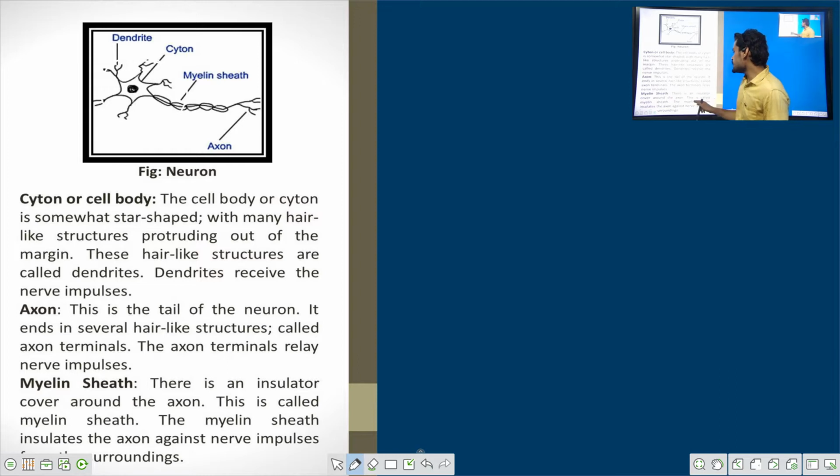There is an insulator cover around the axon. This is called the myelin sheath. This myelin sheath insulates the axon against nerve impulses from the surroundings. Sometimes the response will be so fast and so much energy will be produced that the dendrite receives a huge amount of energy. While passing this energy, there are chances the cell may get damaged or may break. To avoid this breakage of the cell, the myelin sheath helps to reduce the energy and clearly relay the energy or the signal from dendrites to axon terminals.